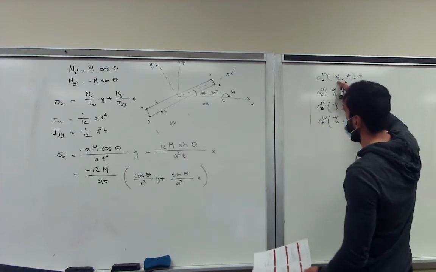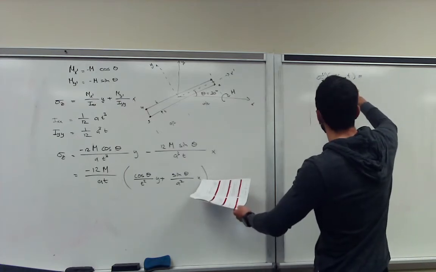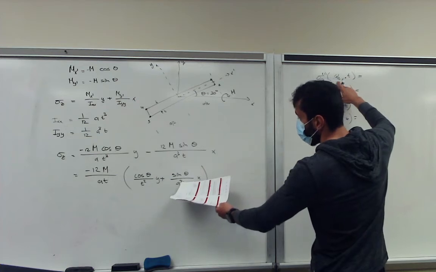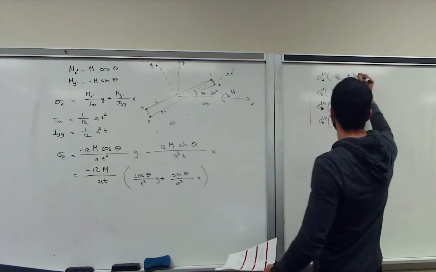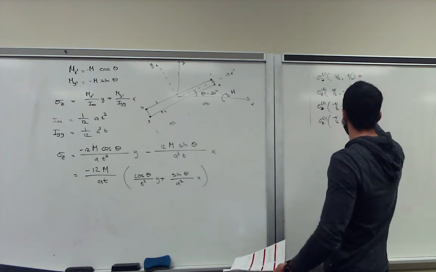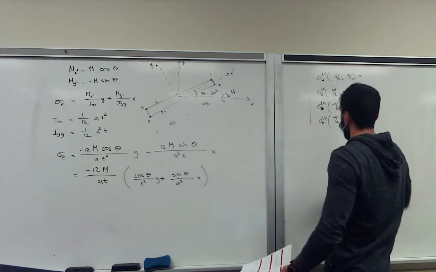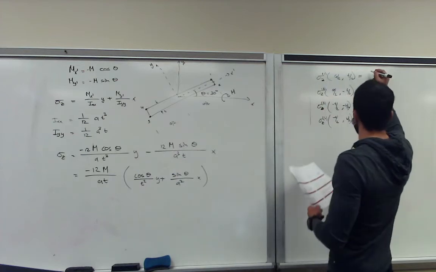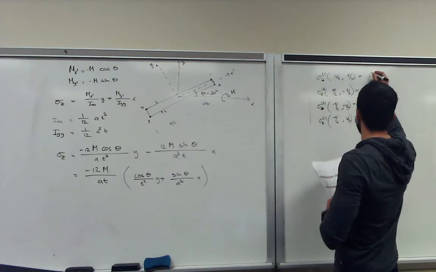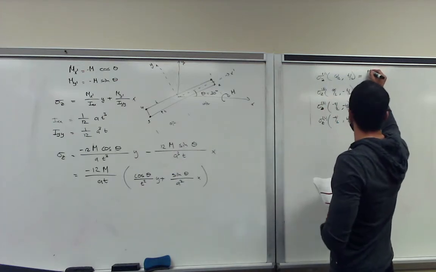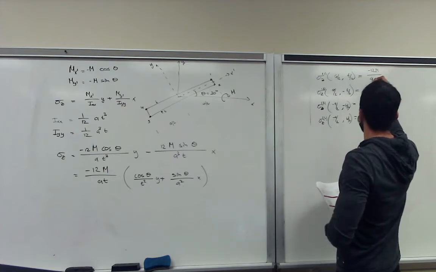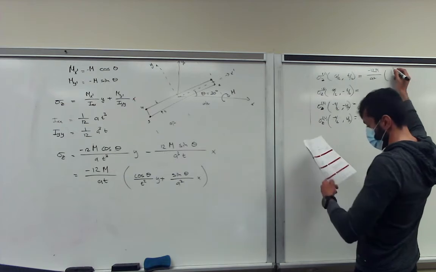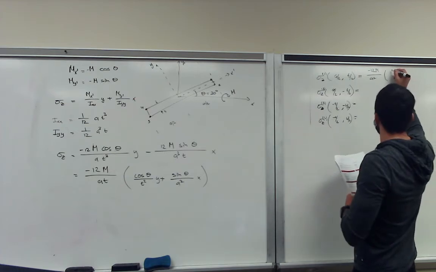Here x is a over 2, so basically the a drops, and this is also t over 2, by the way, sorry. So for the first location, we get minus 12 and a t. Now we get, what's that?